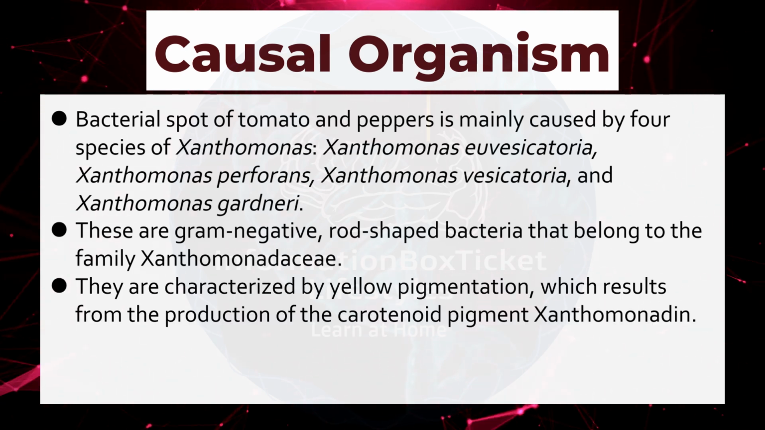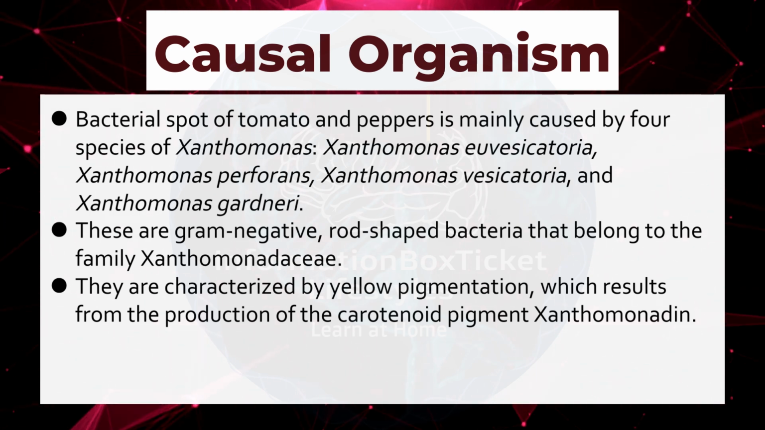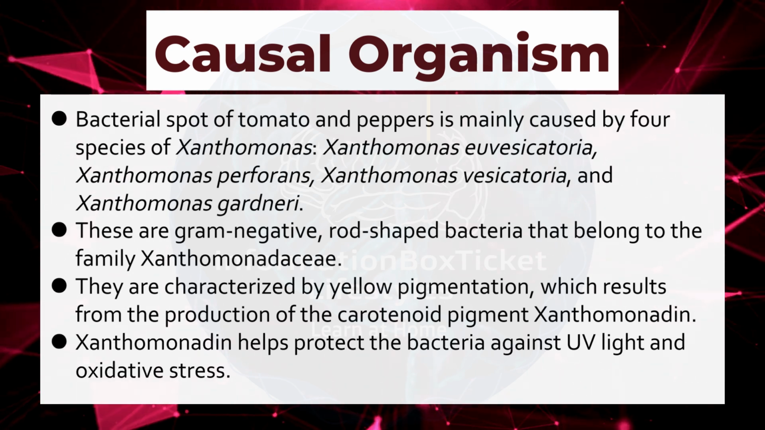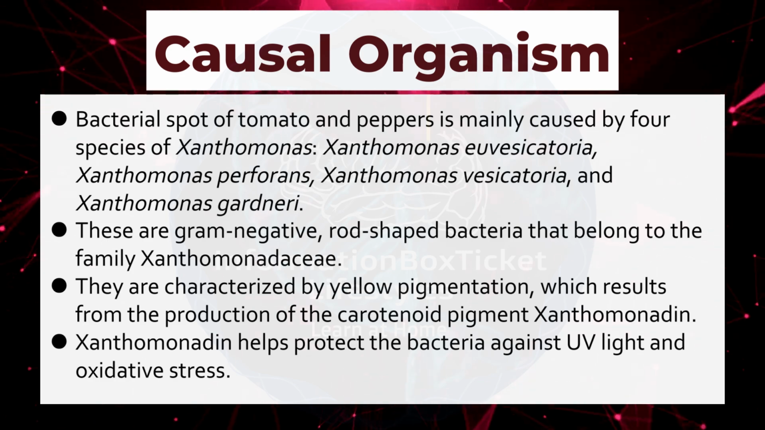They are characterized by yellow pigmentation, which results from the production of the carotenoid pigment xanthomonadin. Xanthomonadin helps protect the bacteria against UV light and oxidative stress.